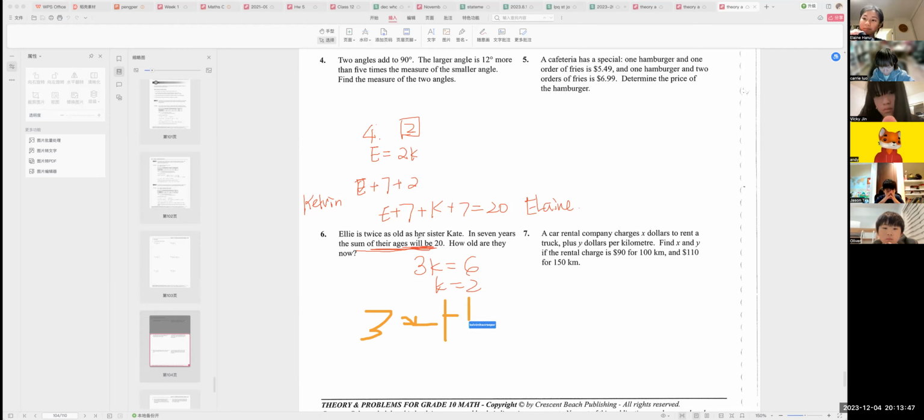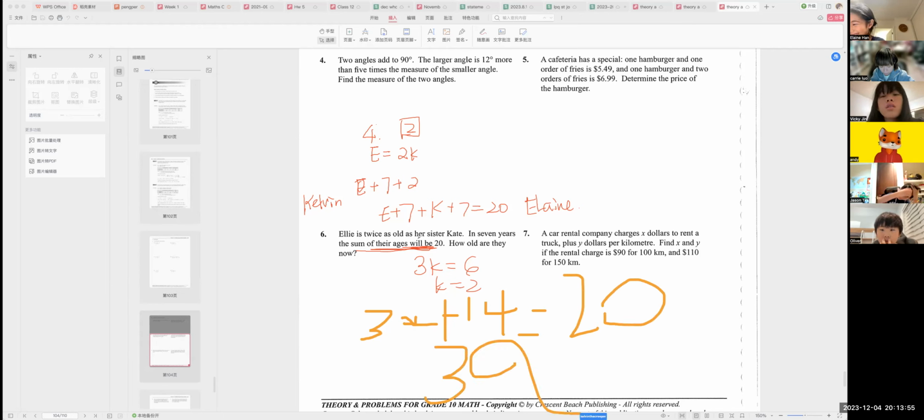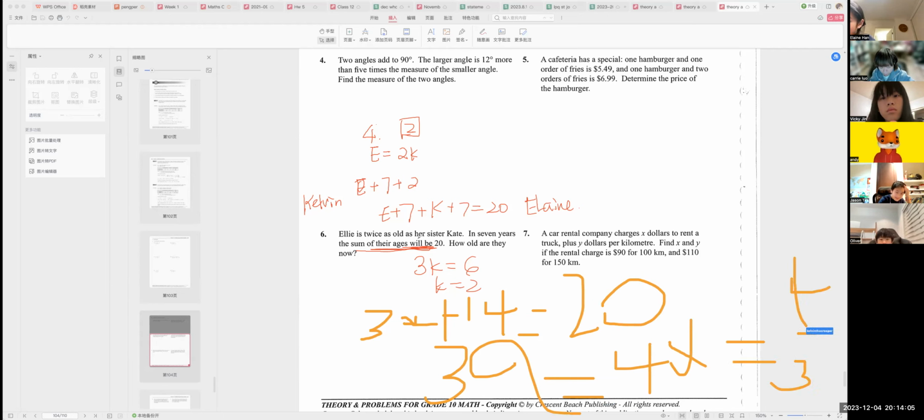X plus 14 equals 20. Yes. X equals 4. Where did you get 3 over 4? 4 over 3, I meant. Isn't 20 minus 14 6? Oh, my bad.